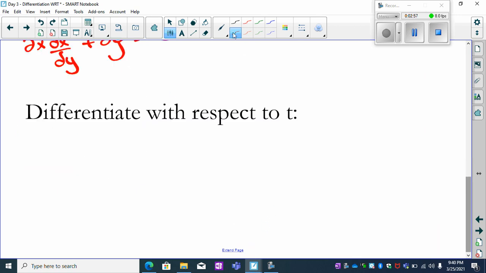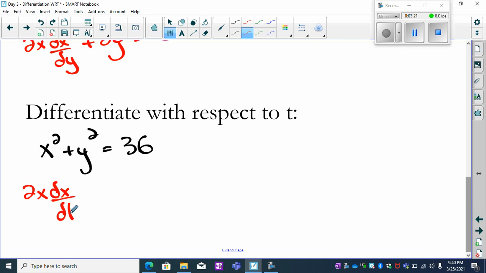What if it says to differentiate with respect to time? This is kind of what's going to lead into our related rate problems. This will be the key to solving a related rate problem. So let's look at that same equation. This time, let's differentiate with respect to time. So the derivative of x squared becomes 2x times this differential dx over dt, plus the derivative of y squared would be 2y times the derivative of y with respect to time. And again, the derivative of a constant with respect to whatever is always 0. And that's what it would be.